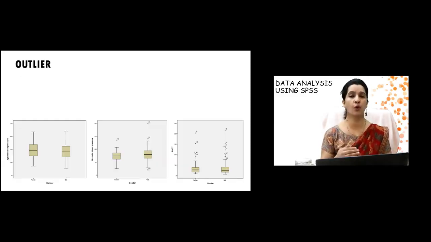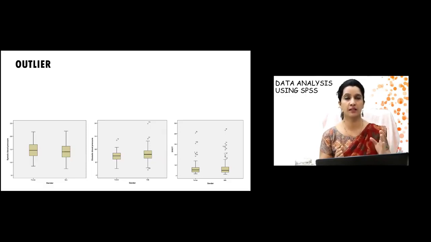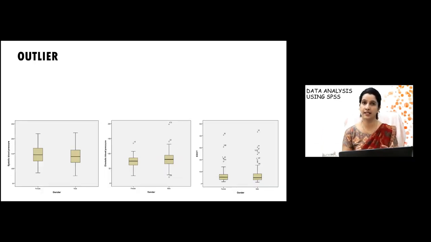So, just a few concepts about outliers. These are the three box plots which you can see here. The box plot tells you about the outliers. In the first box plot, you can see the male and female distribution. You will check this on SPSS also, systolic blood pressure. In the first diagram, there is no outlier. In the second one, there are a few points you can see here.